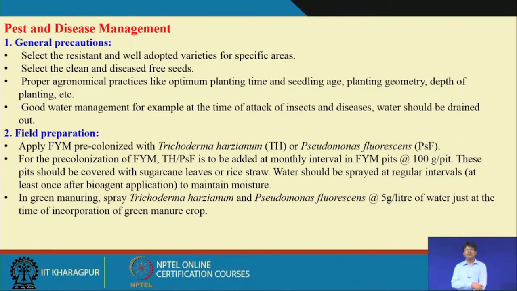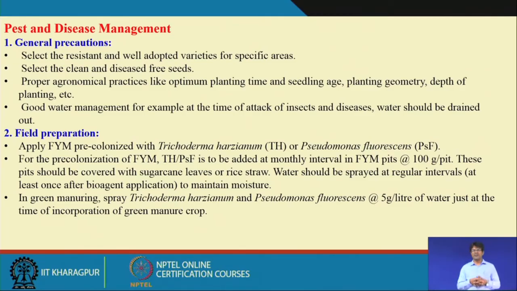So, if you come to the pest and disease management in case of the rice. As general precautions, as you have discussed for organic farming, you should have resistant varieties, the variety which is free from most of the pests and diseases. So, select the resistant as well as well adapted varieties for specific areas. Then select clean and disease free seeds, because many diseases are seed borne diseases. So, while selecting, the seeds should be free from diseases.